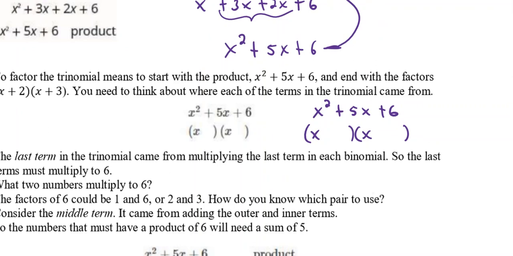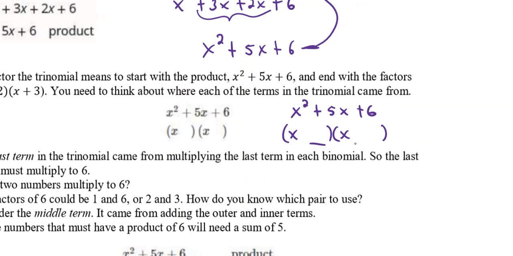Now, like you guys were saying, I just got to figure out these two numbers, and these two numbers have something to do with the 5 and the 6. These two numbers need to multiply to 6, and they have to add to 5. So always, from the right side will multiply, the middle will add.